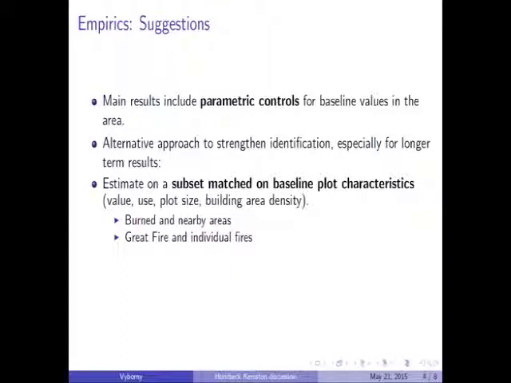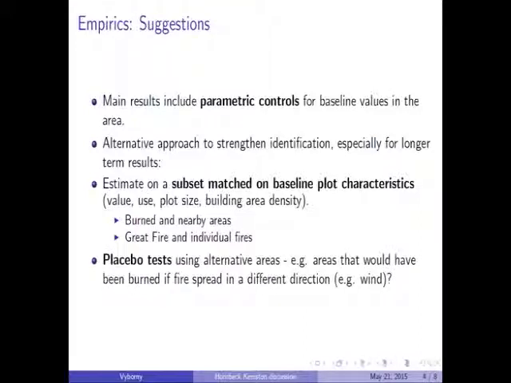It's not a perfect solution, but it seems like a nice and relatively straightforward sort of robustness check. Another possible idea that came to mind would be to do some sort of placebo testing using alternative areas that might have been burned. I don't know, if the wind had blown a different direction, which areas might have been burned, to verify that this isn't being driven by something related to the trend in that part of the city.